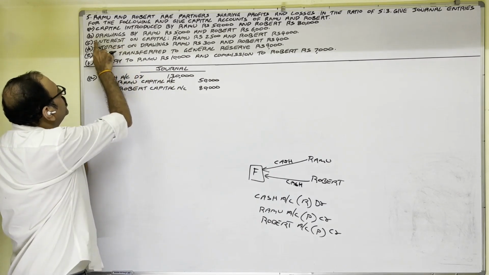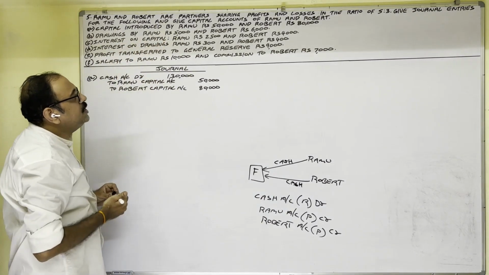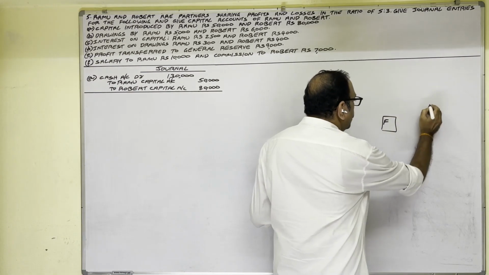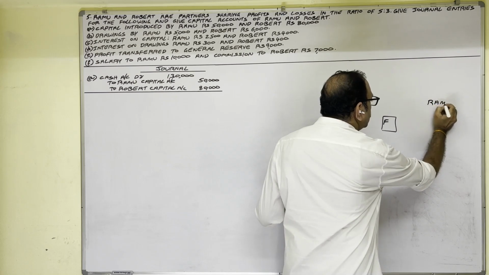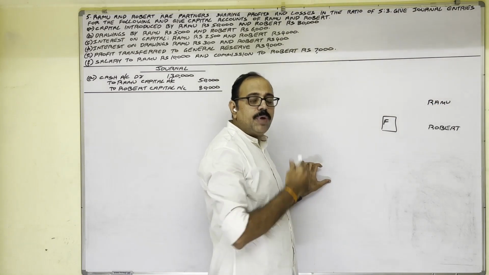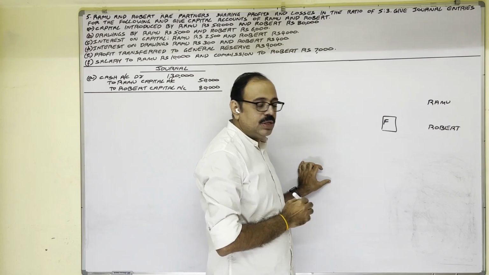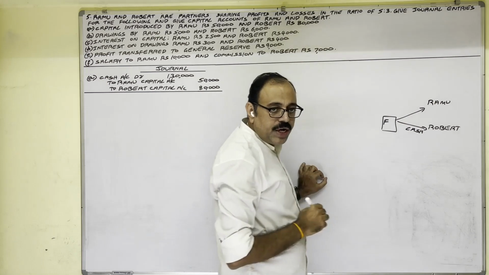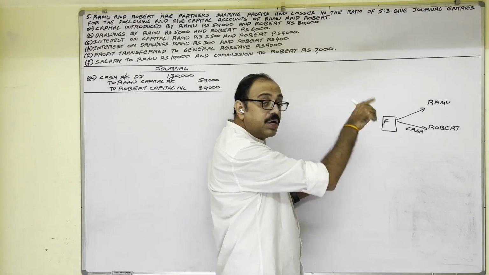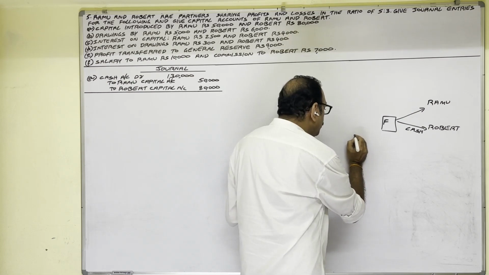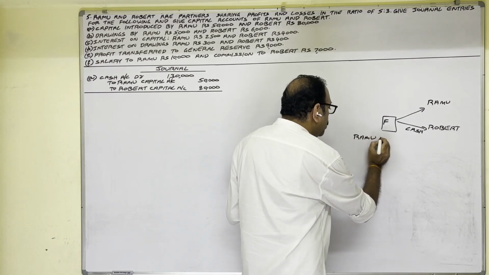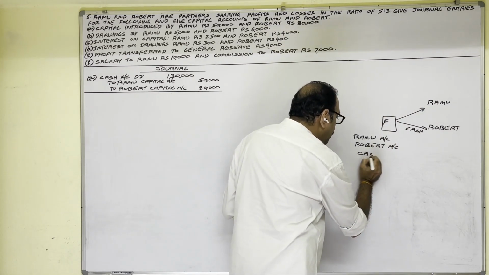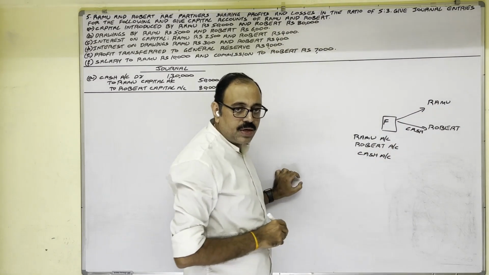Come to the second one. Drawings by Ramu 5,000 rupees and Robert 6,000 rupees. This is the firm. Ramu, Robert. These two partners withdrew some amount from the firm for their personal use. So from the firm, cash is going. Accounts we should identify. Ramu and Robert are withdrawing now. So Ramu account, Robert account. These two accounts are there. From the firm cash is going, therefore cash account. Total 3 accounts are there.